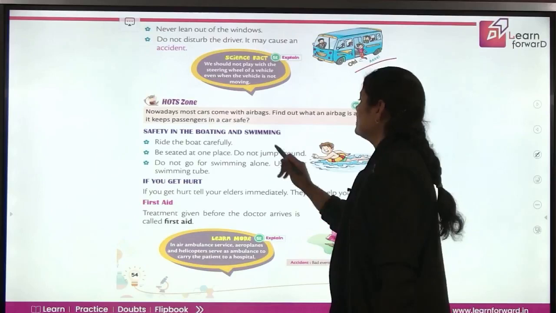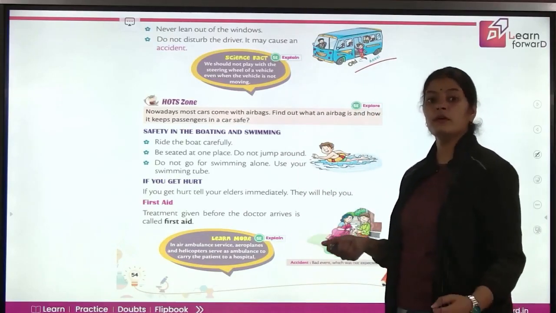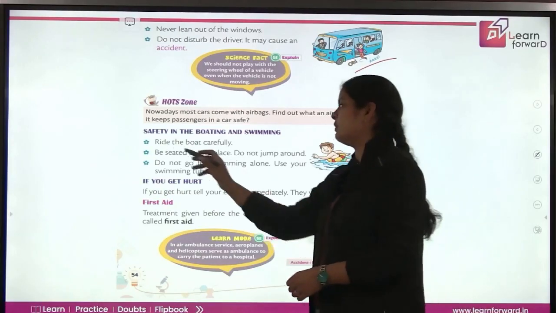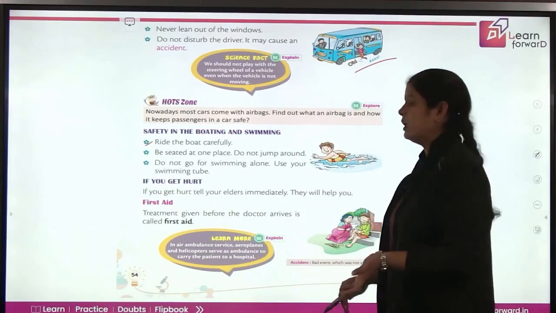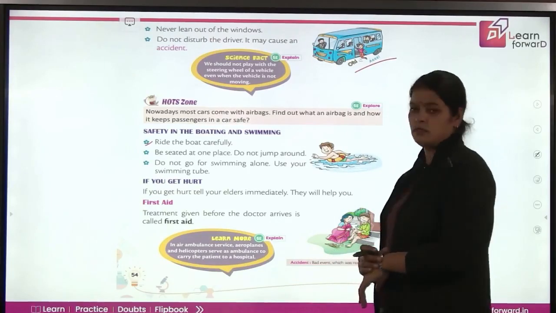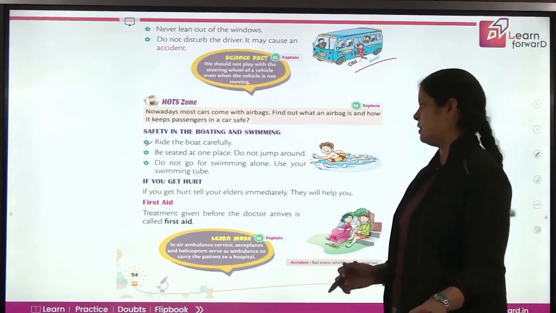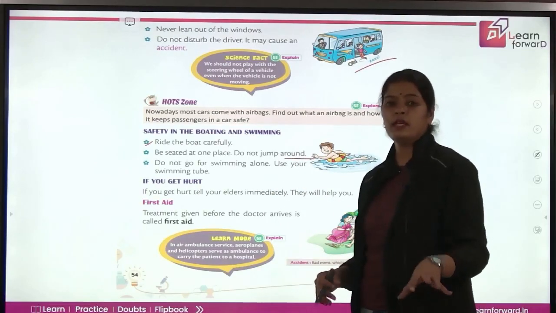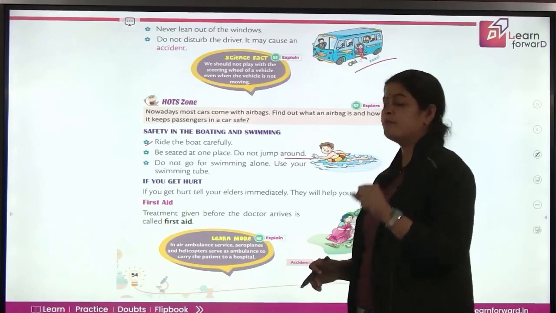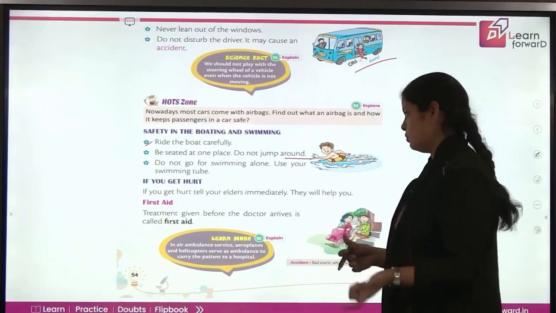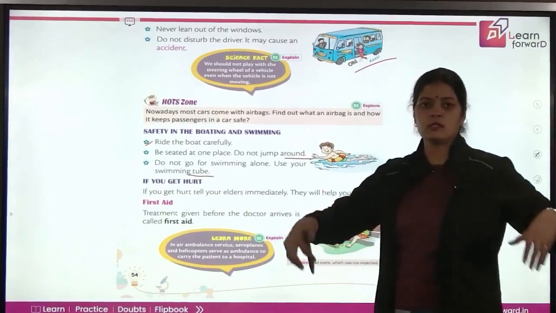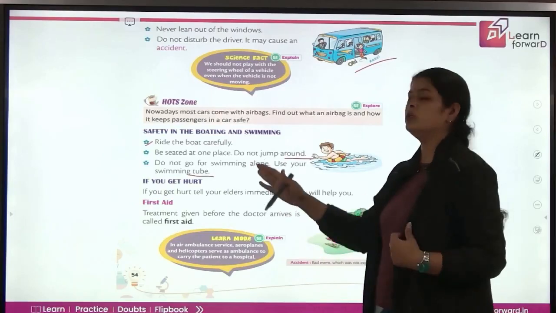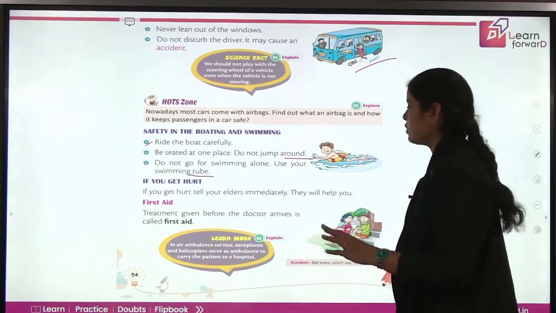Okay. Safety in boating and swimming. If you love to go swimming or boating, you have to ride the boat carefully. First thing, ride the boat carefully. Be seated at one place. You have a place to sit, just sit there. Do not jump around, because once you fall, it is very difficult to get you back. Do not go for swimming alone. Use your swimming tube, called a floaty. Take that tube along with you, and only then get into the water. These are the safety things.